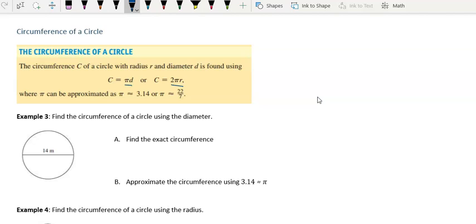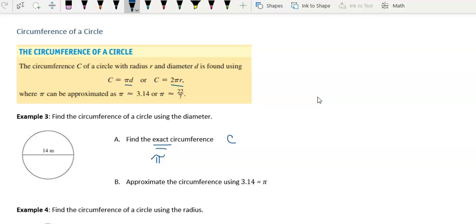Pi can be approximated 2 different ways. If you're using decimals, we use 3.14. If you're using fractions, we can use 22/7, and then you can just cancel things. All right, so the first problem asks us to find the circumference of a circle using the diameter. So the diameter is here, and we're going to use the equation that has the diameter in it. So they want us to find the exact circumference. That means we're going to leave pi in the problem.